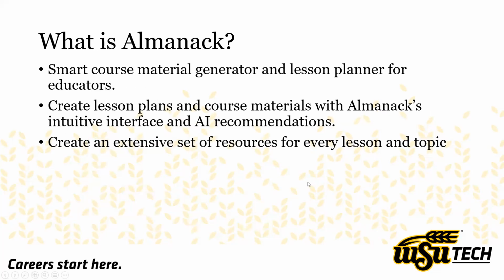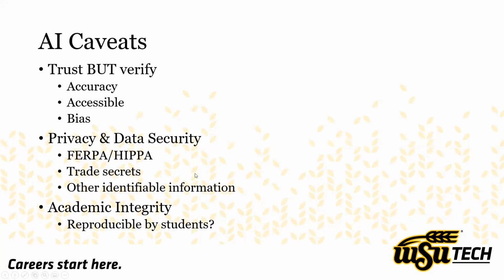So let's get started. What is Almanack? Almanack is a smart course material generator and lesson planner for educators. You can create lesson plans and all kinds of course materials and resources using its AI recommendations. You may have seen this if you attended my in-service session, but if you didn't, you're going to see it today. There are tons of resources you can create via AI for any lesson or topic in one of your classes. But before we get into it, let's talk about some caveats when it comes to AI.